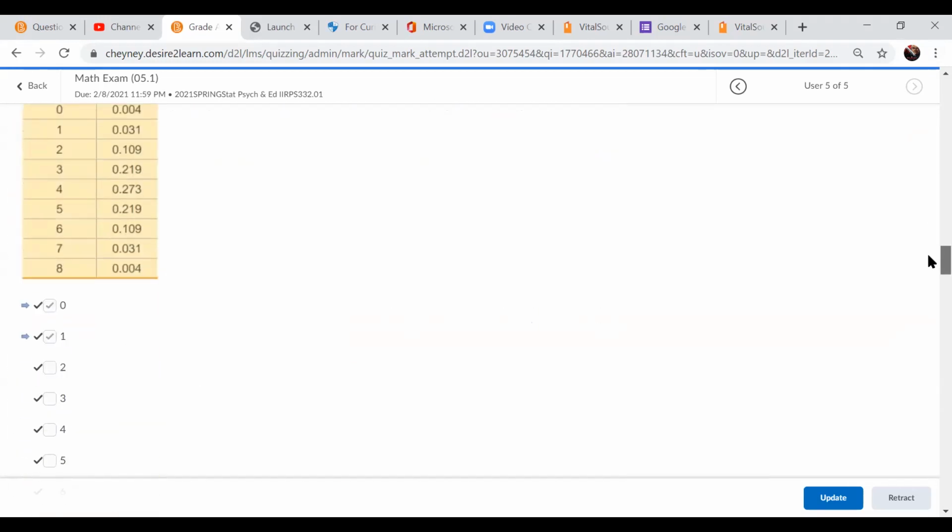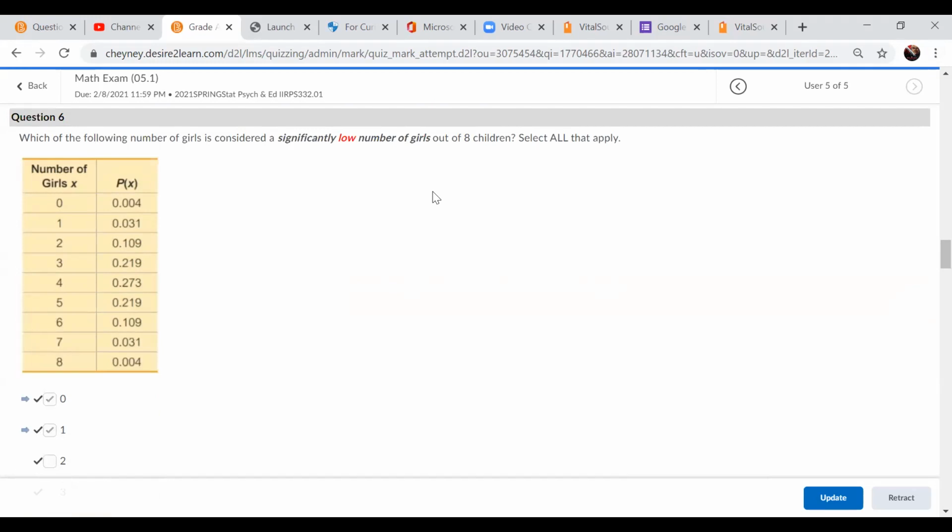Okay, now right here, when we're talking about a significantly low number of girls, since we're talking about a significantly low number of girls, then we're only going to be attending to this end of the spectrum. So for this question, when it says which number of girls is considered significantly low, you would only do 0 and you would only do 1. Now, if we say which number of girls is considered a significantly high number of girls, we would look here because this is less than 0.05 and this is less than 0.05. So it will be 7 and it would be 8.